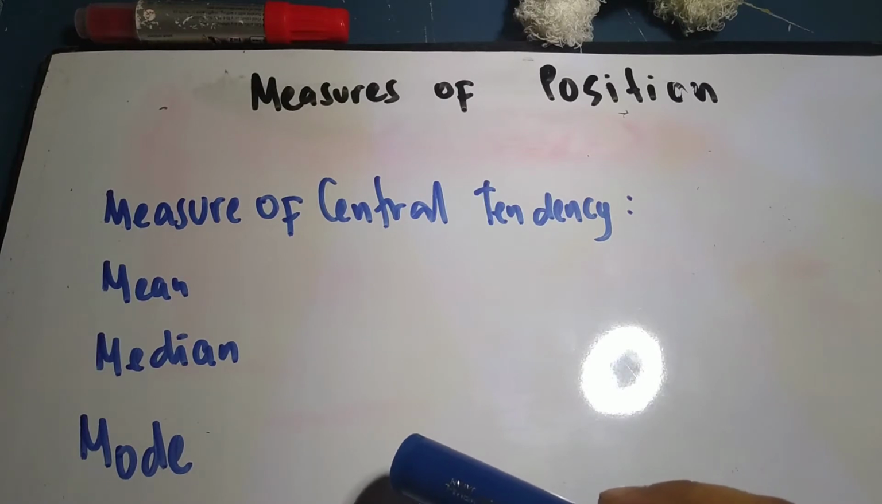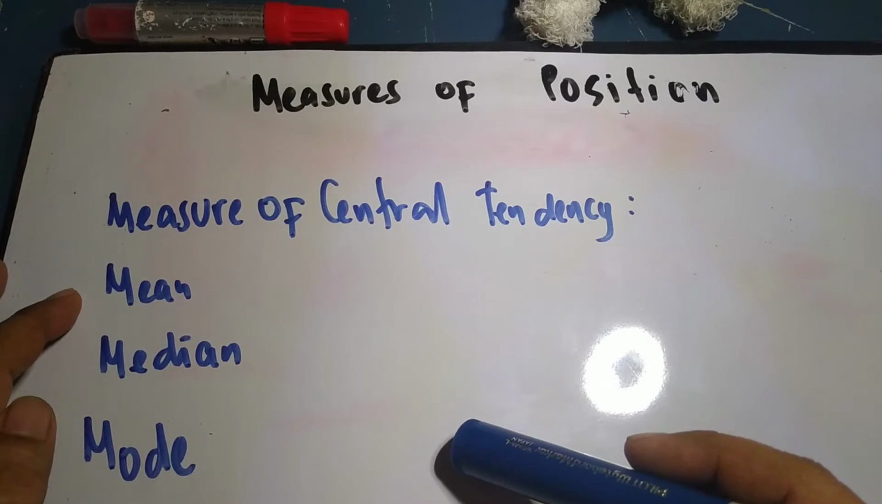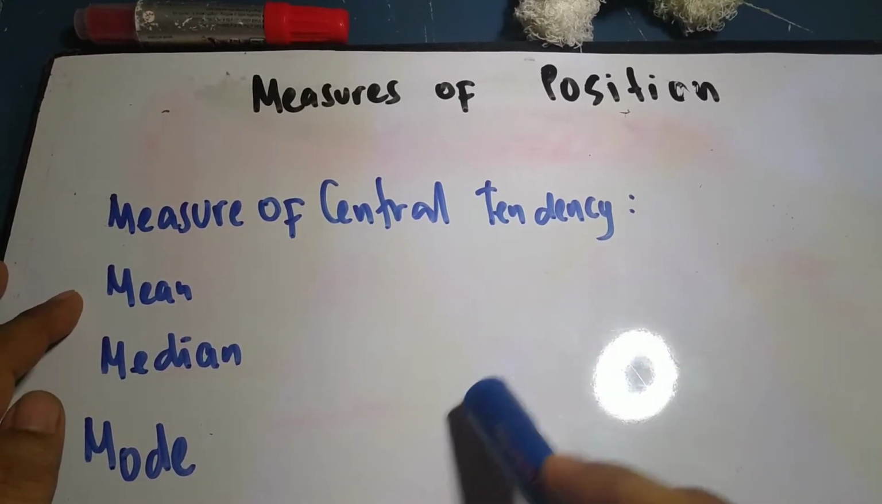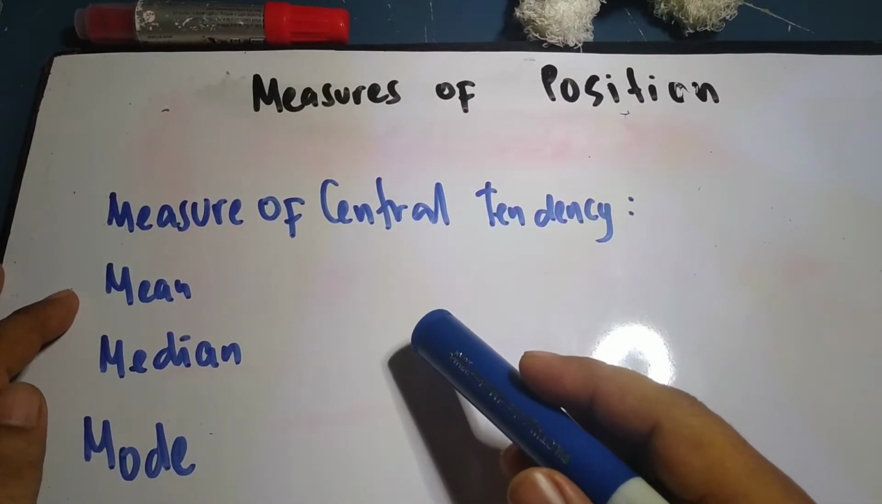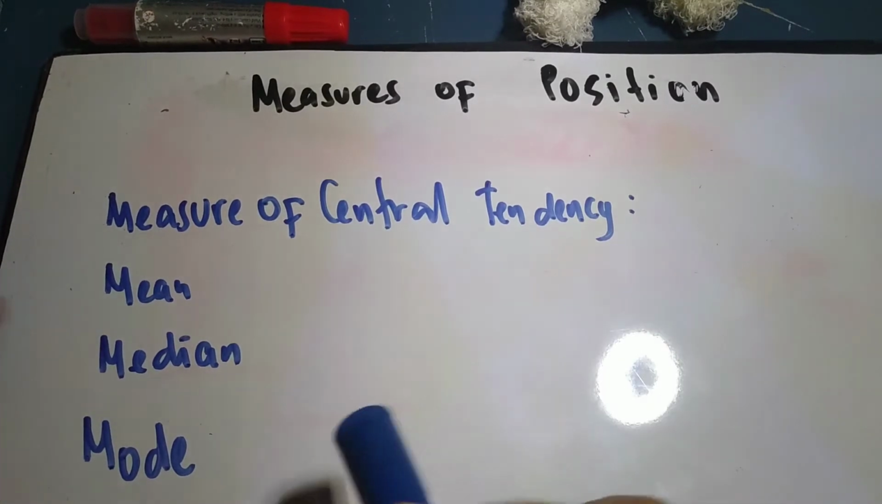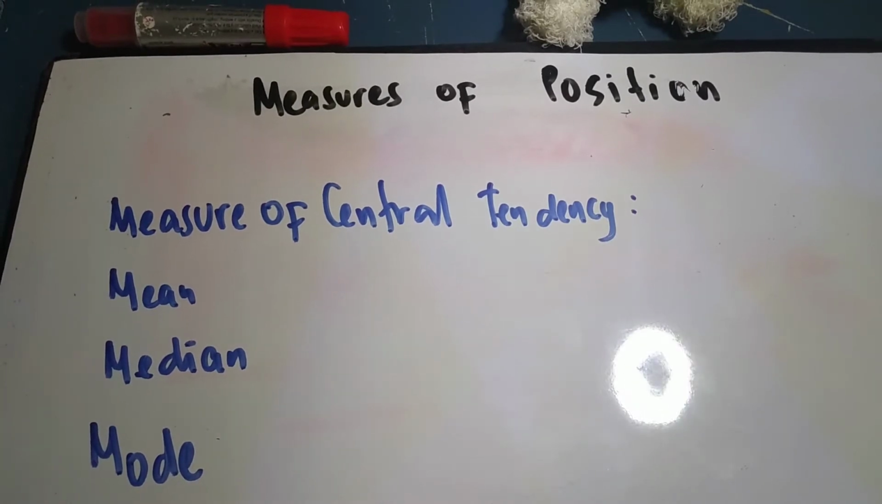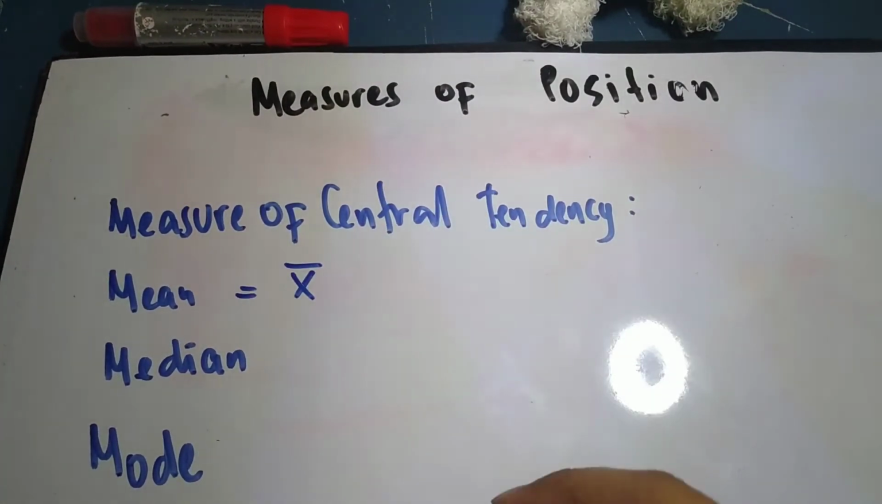Okay, so nandoon naman po yung sa module po natin yung mga definition for each. So pag sinabi po nating mean, so ang mean po or the arithmetic average is the most important. So ito yung pinaka ginagamit and the most widely used measure of central tendency. So ang symbol po natin for the mean, we have the X bar. Okay, so ito po yung X bar natin.